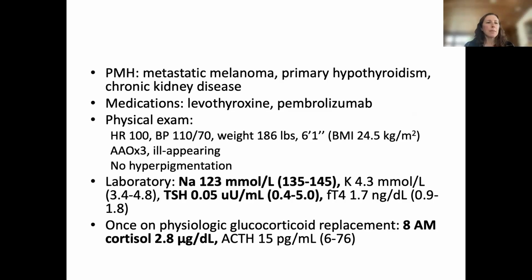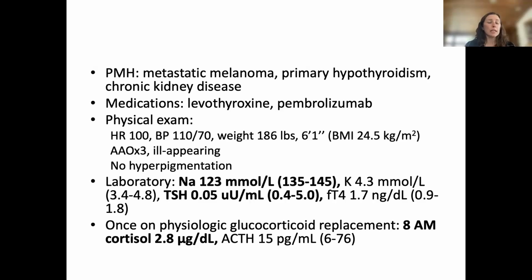On physical exam, he had a heart rate of 100. His blood pressure was 110/70. He was alert and oriented, but ill-appearing, and had no hyperpigmentation. His laboratory values were notable for hyponatremia with a serum sodium of 123, a TSH that was low at 0.05, and a free T4 in the normal range at 1.7. He had never had a history of hyponatremia and had never had a suppressed TSH before.